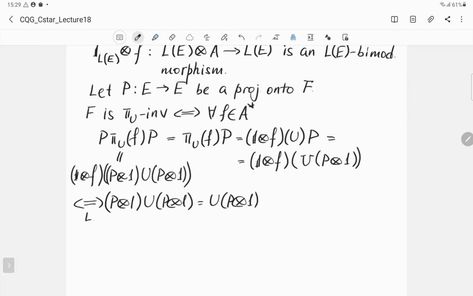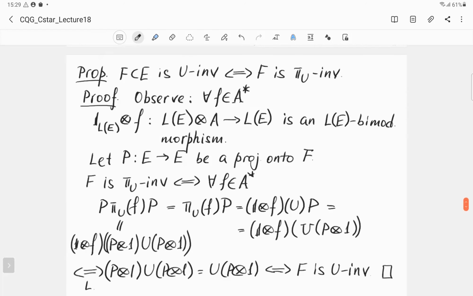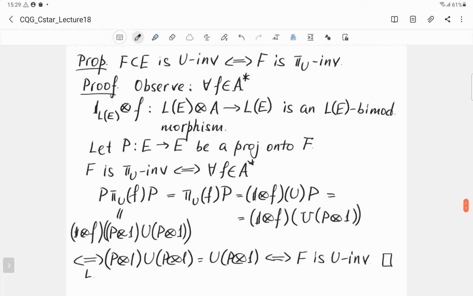This follows from one of our previous lemmas. But this identity means exactly that F is U invariant. And this completes the proof. So we see that F is U invariant if and only if it is pi U invariant.